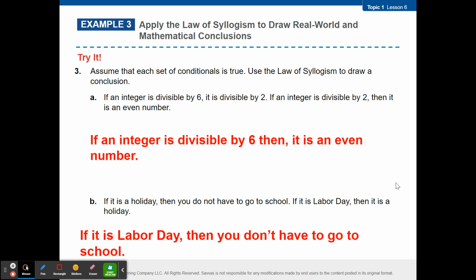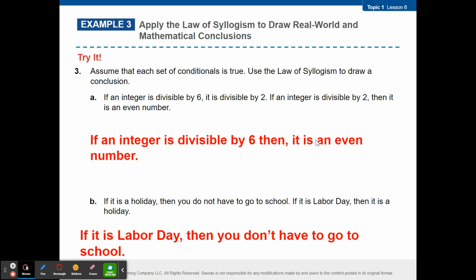If you did the inverse of that, would it be wrong? You're talking about true? If you didn't have to go to school, then it would be Labor Day. Well, think about it. Would that be true? It wouldn't be true, because what about Thanksgiving? What about winter break? What about just institute days? You guys don't have to go to school on those days. You know what I mean? Well, in this case, it would be incorrect. Don't write down the inverse. Good question. Any other questions?